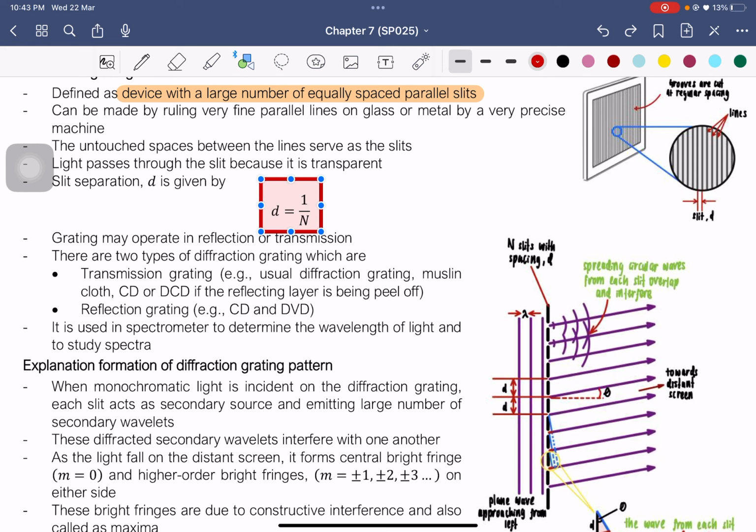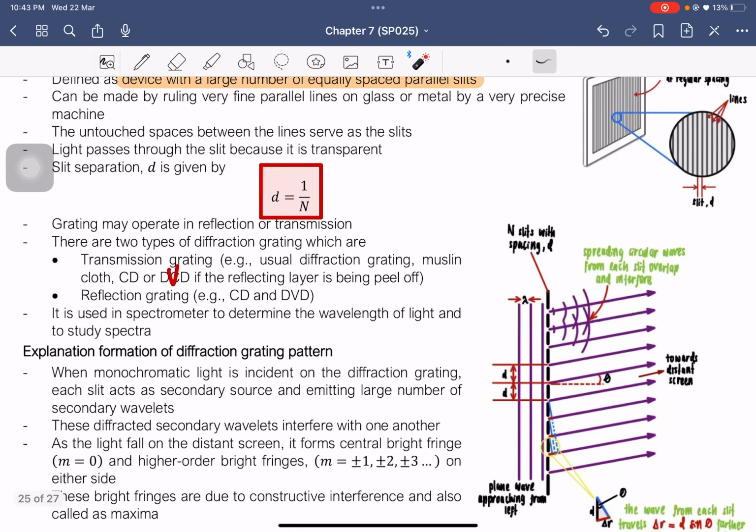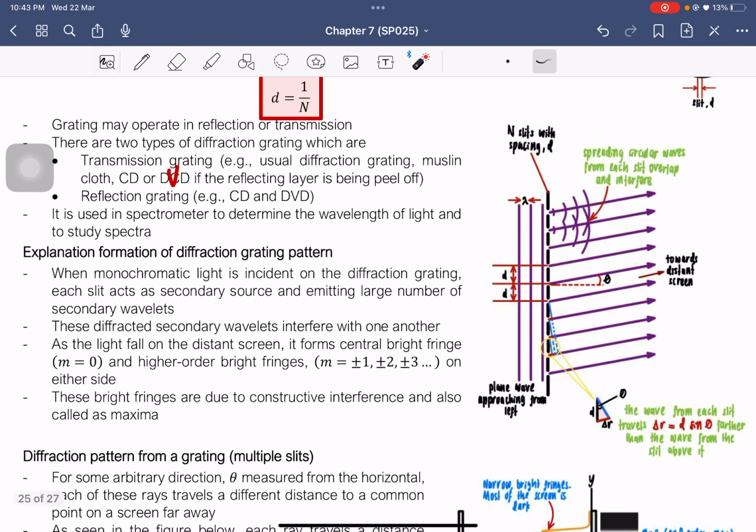There are two types of diffraction grating. The first one is transmission grating, which is used in CD or DVD. Why is it DCD? It should be DVD. CD or DVD, and then usual diffraction grating, muslin cloth, and then for reflection grating, also CD and DVD. Okay, so it is used in spectrometer to determine the wavelength of light and study spectra.